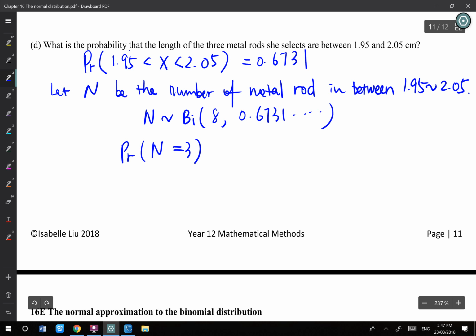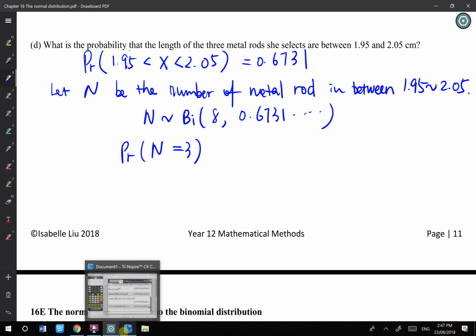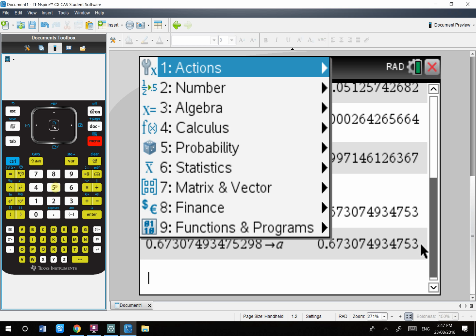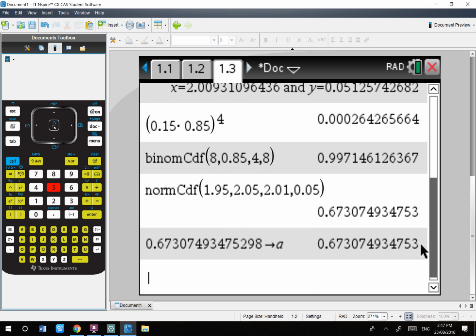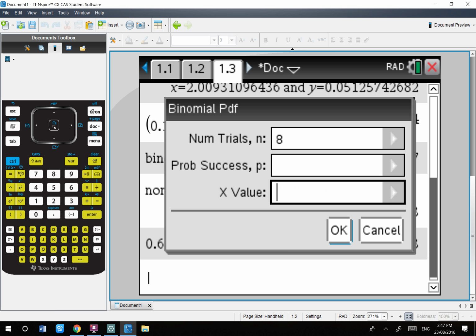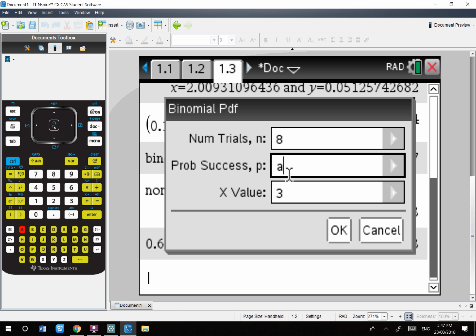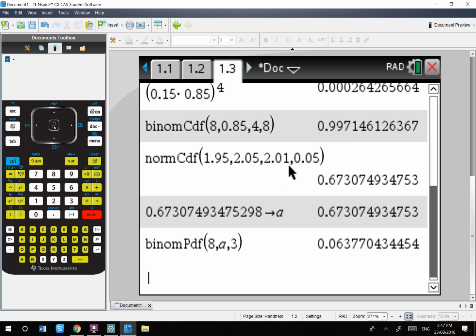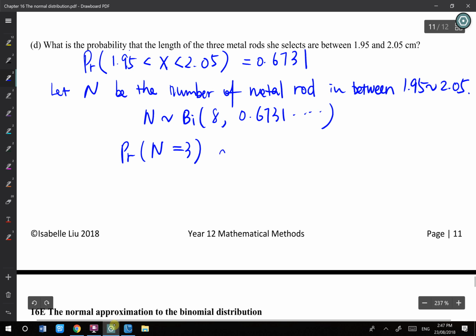So therefore, my successful rate has changed. Menu 5 5 A, binomial PDF is good. So I want 8 trials, 3 to be success, and the successful rate is A. Successful rate is just A because I saved A as my probability. Press enter. I have 0.0638.